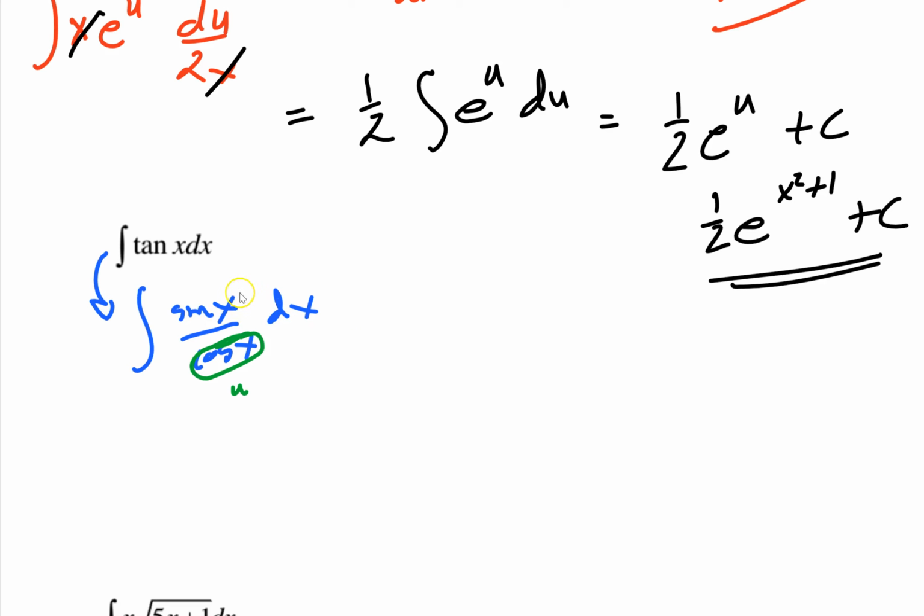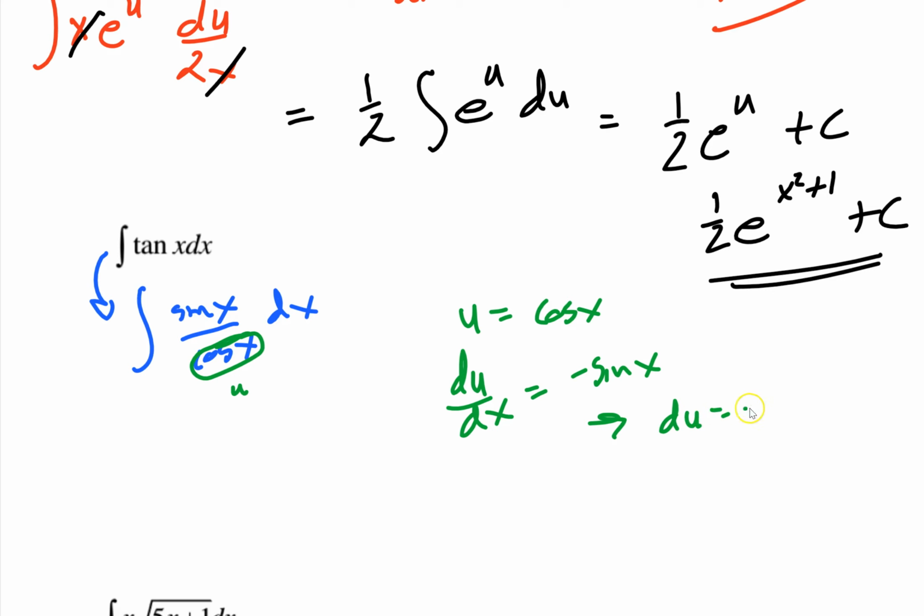That one, when I plug my thing back in, hopefully it cancels with the sine. Again, if you're not sure, just pick one. Try sine and see if it works. But the trick is going to be, let it be the bottom one. So my u is going to be cosine x. I'm going to take the derivative of both sides. So du over dx equals the derivative of cosine, negative sine x. Again, just like always, try to get dx by itself. So do a little algebra. Divide by that.